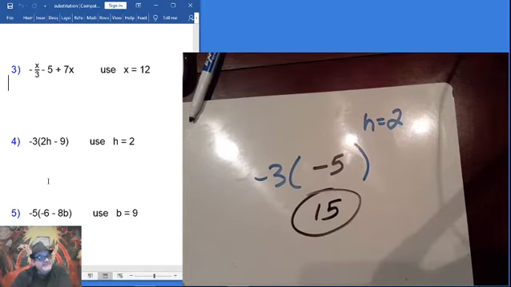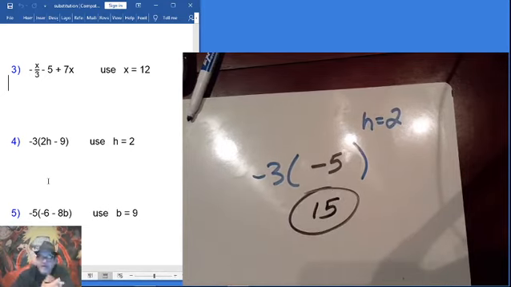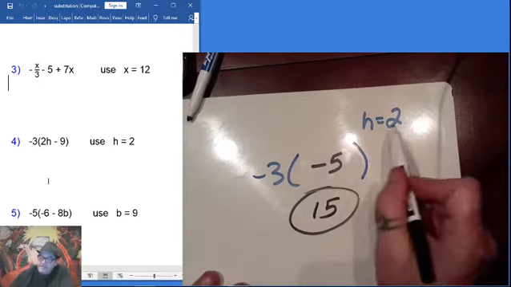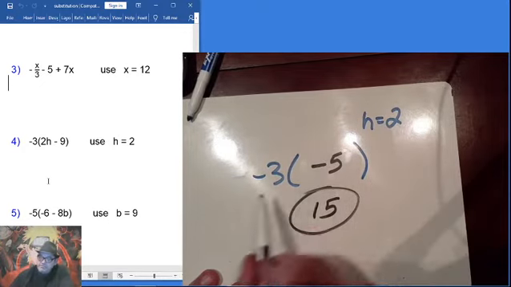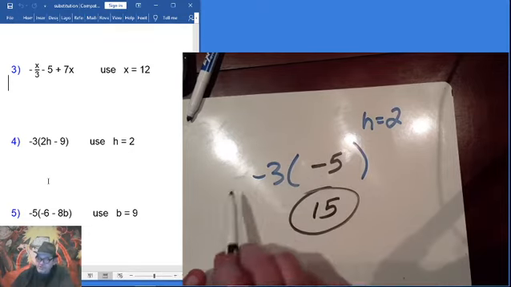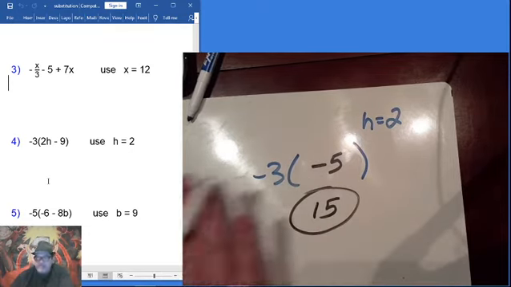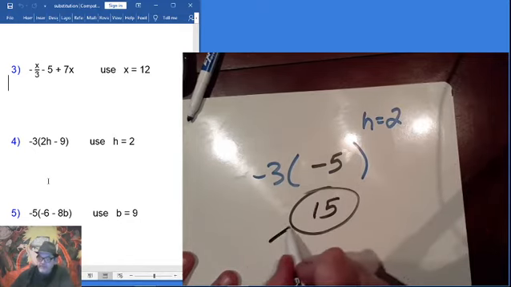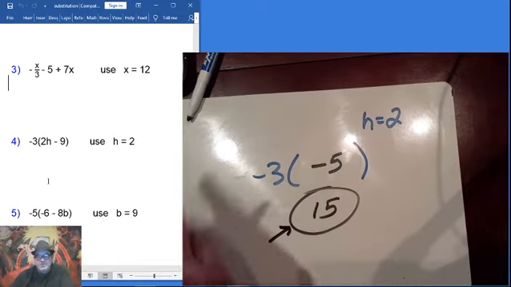So basically, guys, that's it for simplification and substitution. If they tell you what the variable equals, go ahead and substitute that number in for every variable, change everything to numbers, and then simplify everything down to one final number. Okay?